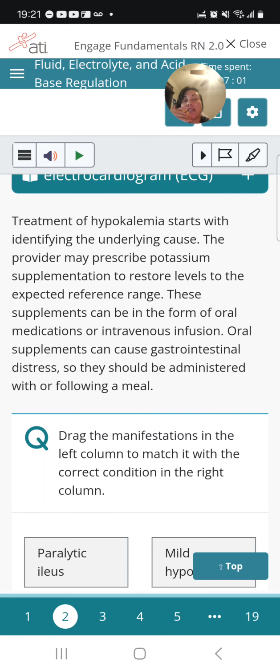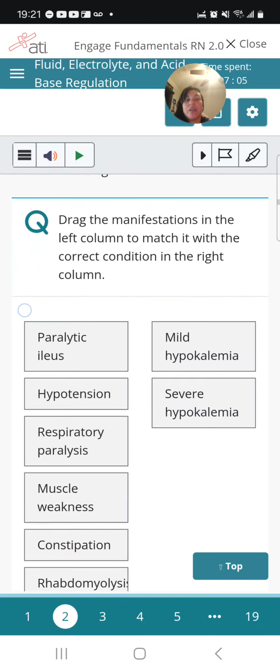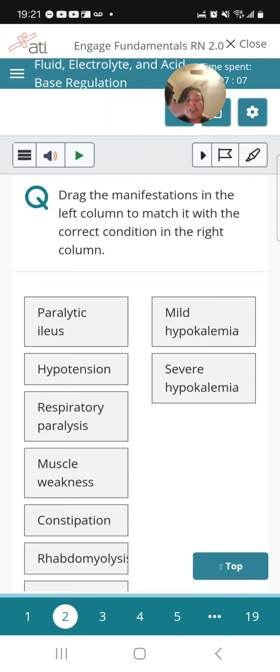Oral supplements can cause gastrointestinal distress, so they should be administered with or following a meal. Okay, so drag the manifestations in the column to match with the correct condition in the right column.